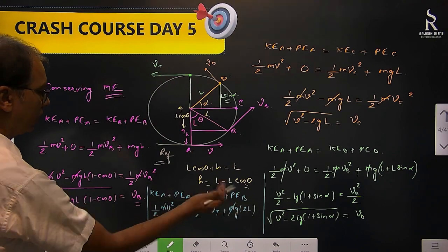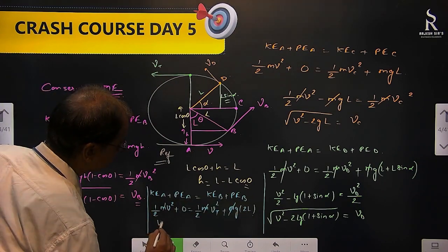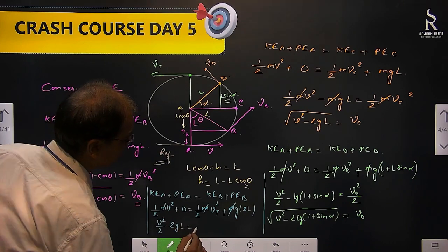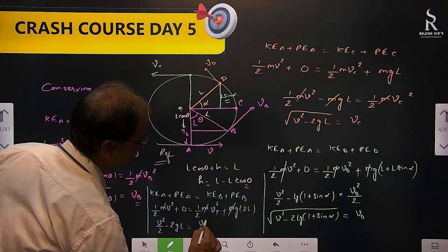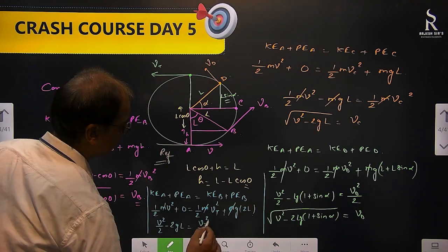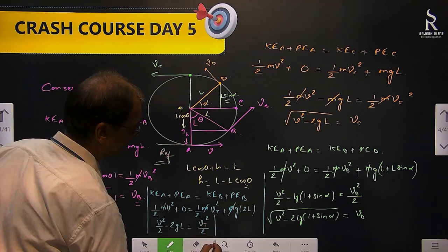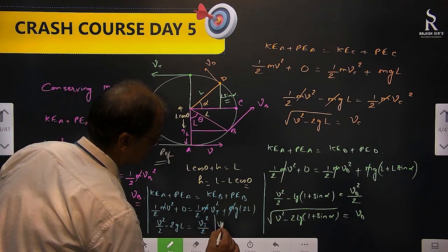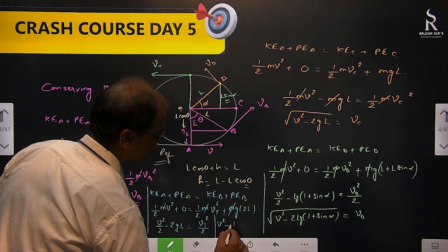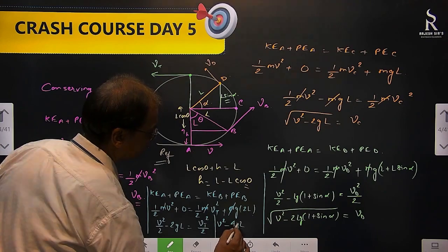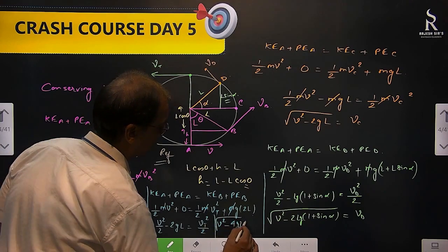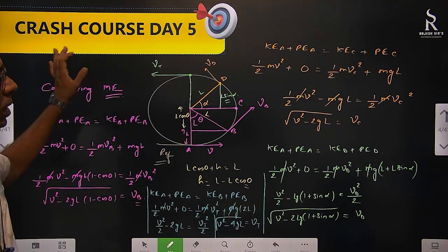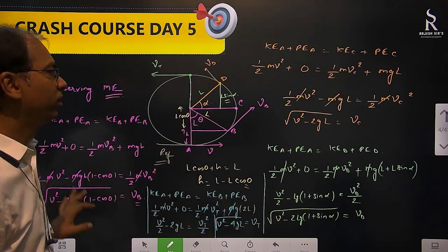Okay, bring this one here. So V square by 2 minus 2GL equals Vt square by 2. Again multiply with 2 both sides. Okay, so this will be V square minus 4GL. Square root is Vt. So this way we can calculate the velocity of every point.